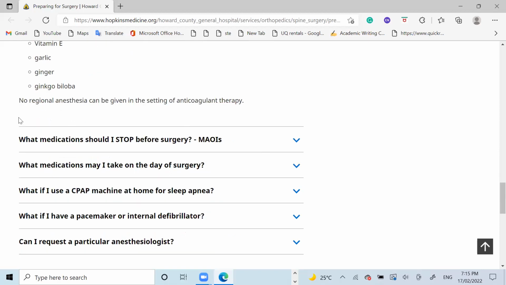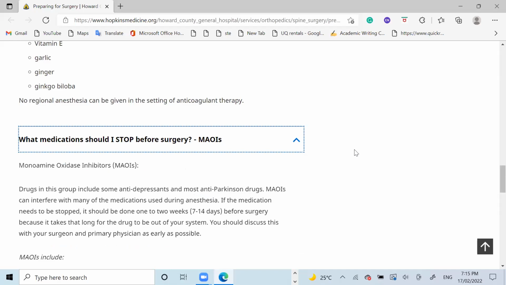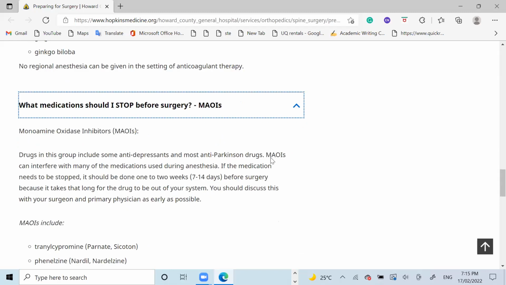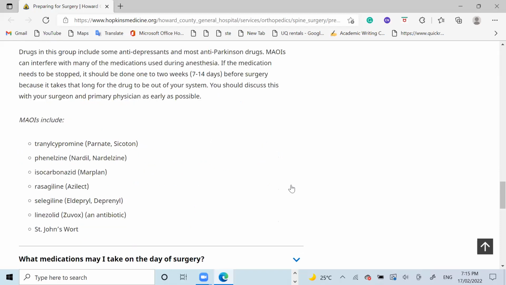All right. So what other medications beside these to stop 1 week before the surgery? Now, MAO inhibitors are also stopped 7 to 14 days before the surgery. This group includes the antidepressant and anti-Parkinson drugs. So patients who are having MAO inhibitors for their depression, or if they're having Parkinson and they are on these drugs, you need to stop these medication for 7 to 14 days as well. This is a list of these drugs.